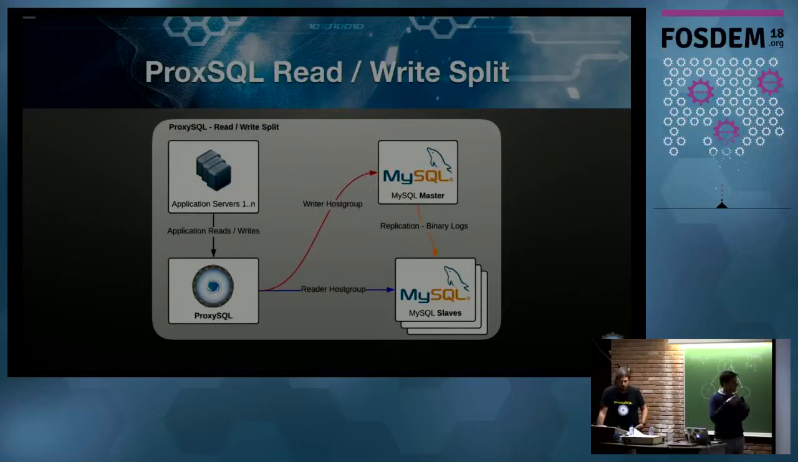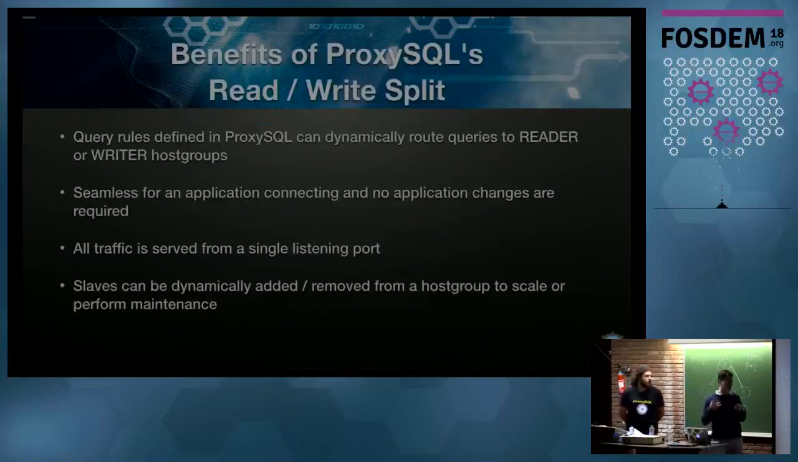With ProxySQL, the read-write split, we overcome the problem of maintaining separate connections to masters and slaves because we have the concept of reader and writer host groups. So the application can just blindly send all requests, reads and writes, to ProxySQL. ProxySQL will route the writes to the master and then route the reads to the slaves, depending on the configuration that we set up and the query rules. The big benefit is that we don't have to make application changes in order to route our read queries to a slave or our writes to a master.